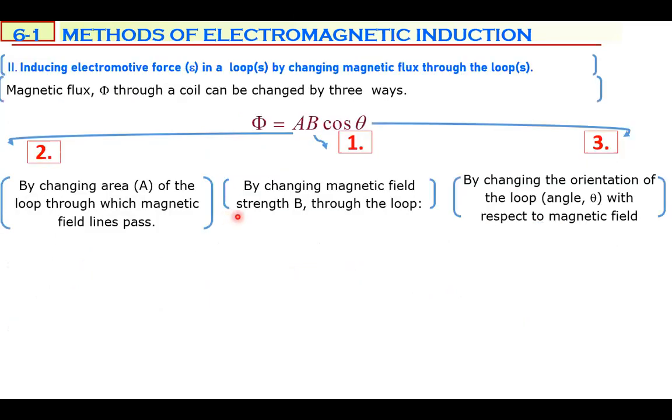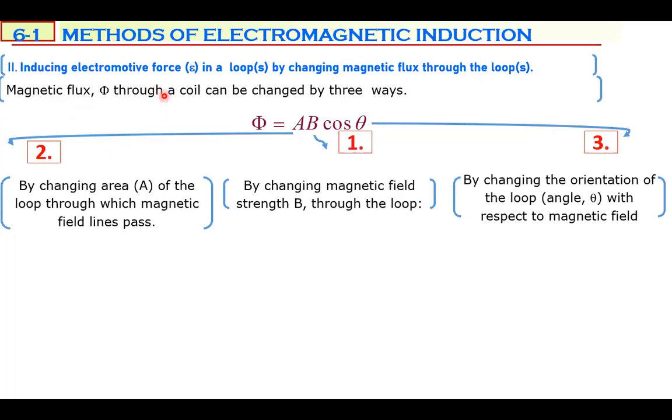The second method of inducing EMF is using a loop. It's a wire, like a circular wire or a rectangular wire, by changing the magnetic flux through the loops. So this is the second method. In this case, we should change the magnetic flux.